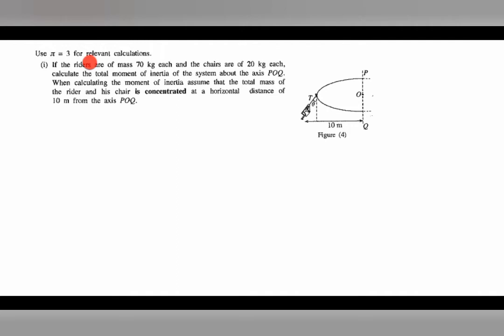So use the relevant calculations, and if the riders are 70 kg each and the chairs are 20 kg each, calculate the total moment of inertia of the system about PQ. When calculating the moment of inertia, assume that the total mass of the rider and his chair is concentrated at a horizontal distance of 10 meters from the PQ.